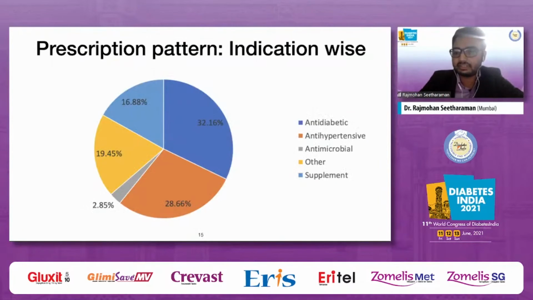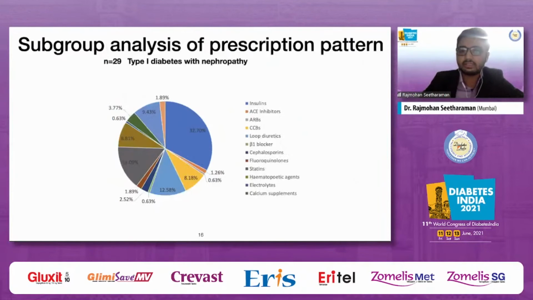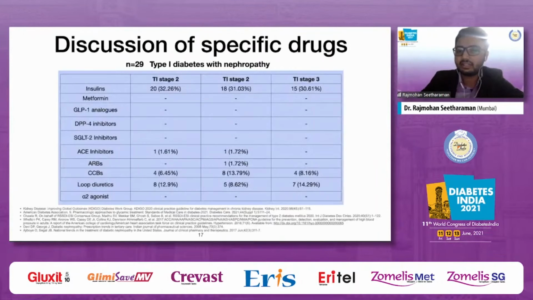So the following were prescribed: anti-diabetics, anti-hypertensives, antimicrobials, others including hypolipidemic drugs, anti-anginals, supplements of calcium, vitamin D, and vitamin B complex. So we just did a subgroup analysis of our type 1 diabetes patients. Insulins were the most commonly prescribed, followed by statins, followed by loop diuretics. There are certain drugs which we want to bring into discussion.